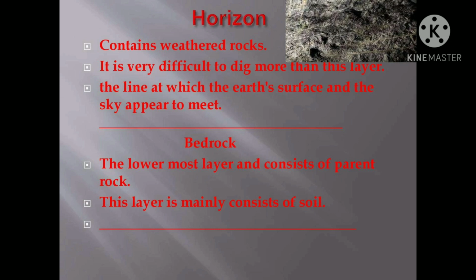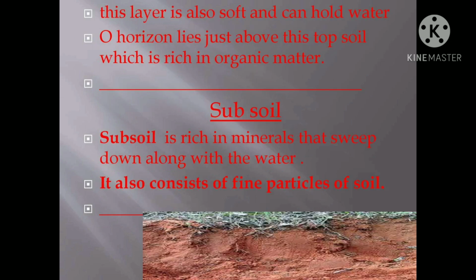The line at which the earth's surface and the sky appear to meet is called the horizon. Now coming to the bedrock. It is the lowermost layer and consists of the parent rock. Generally, this layer mainly consists of rock, that is the bedrock. This layer is also soft and can hold water, and here the O horizon lies just above the topsoil, which is rich in organic matter.